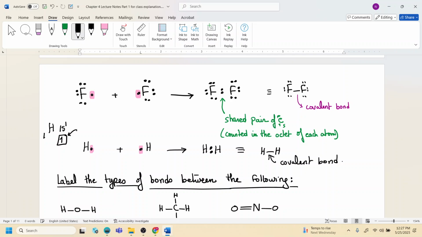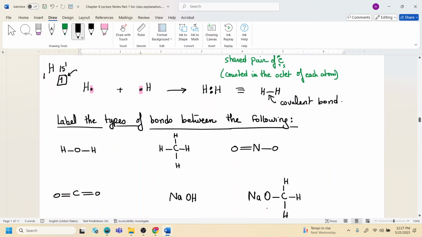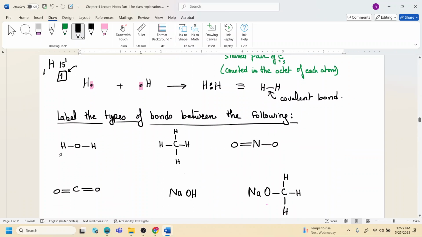By definition, to form a covalent bond, I need to form a bond between two nonmetals. Whenever you see a carbon, in most cases, 99%, it makes a covalent bond with hydrogens or with nonmetals. Okay, so let's have an example.